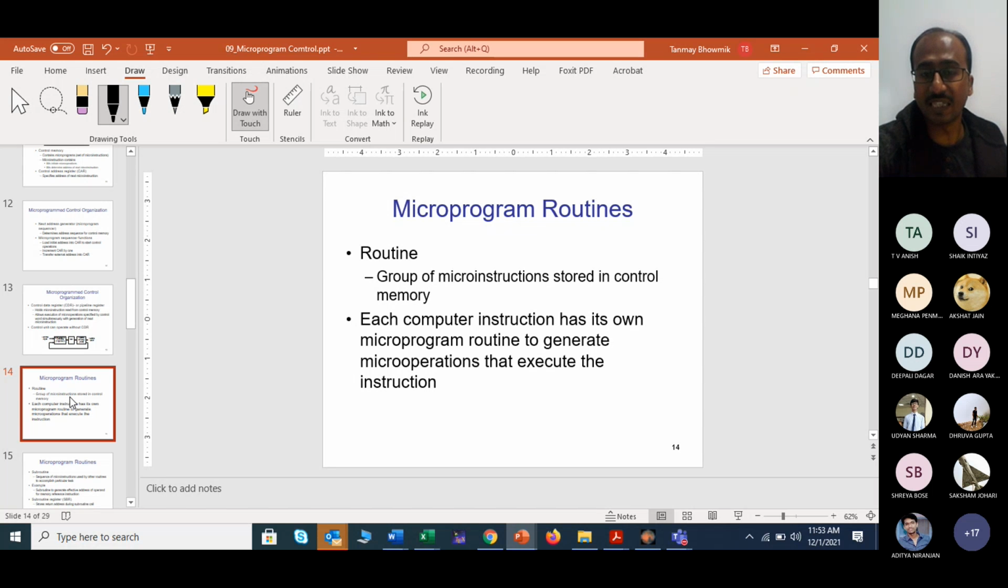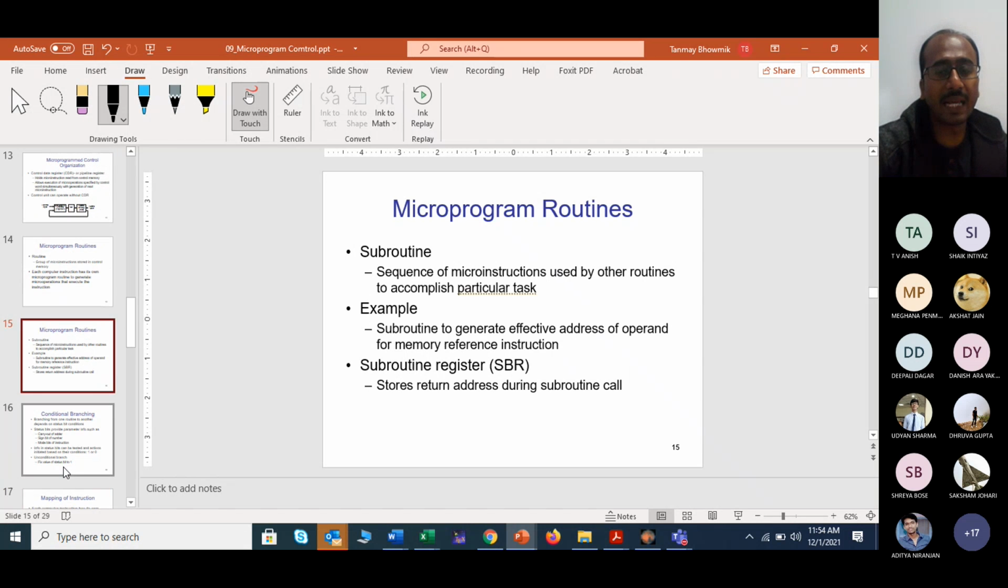Now what has been written here is that each computer instruction has its own microprogram routine to generate the micro operations that execute the instruction. That means when your system is working in a specific pattern, it actually has a specific microprogram subroutine to generate the intended operations. Next, when you go further, you will see the microprogram routines.